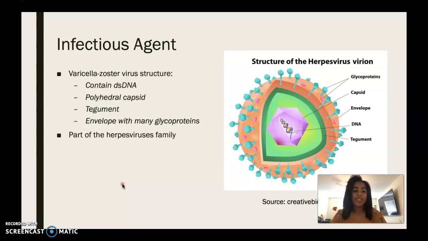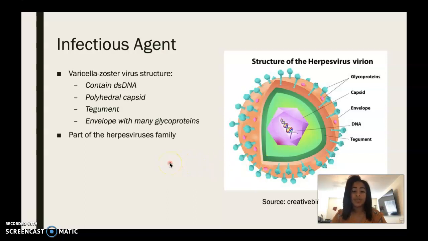Shingles is caused by the varicella zoster virus, which contains dsDNA in the polyhedral capsid, which is in pink right here. This capsid is surrounded by tegument, which is colored in dark green. This tegument contains viral enzymes that allow the virus to infect the host cell's metabolism and other functions, which allows the virus to be able to replicate within the host.